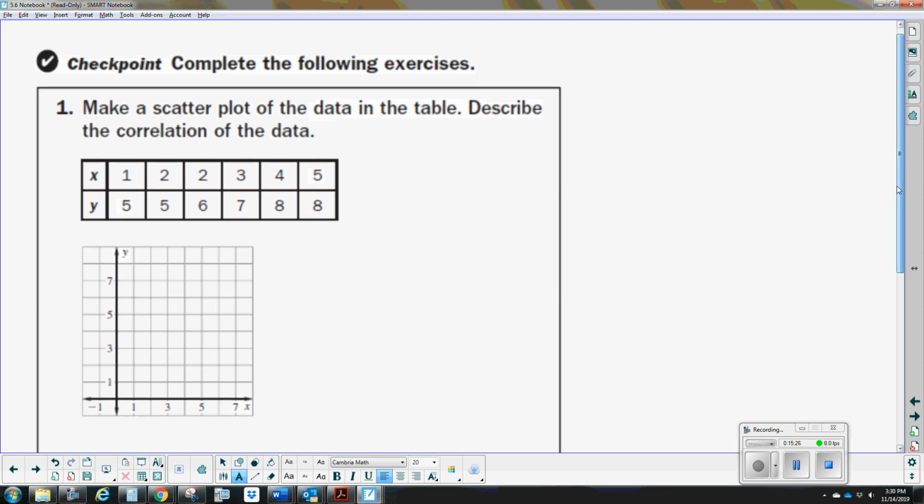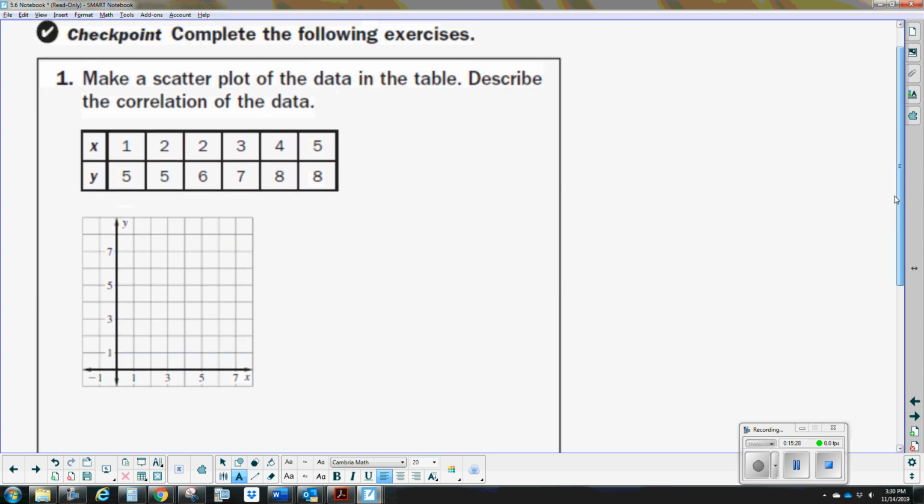All right, try the checkpoint on your own. So you can pause this video while you work and you can unpause for the solution. So here's my scatter plot, and I can see that as my x values are increasing, my y values are increasing. So therefore, it's a positive correlation with the data.